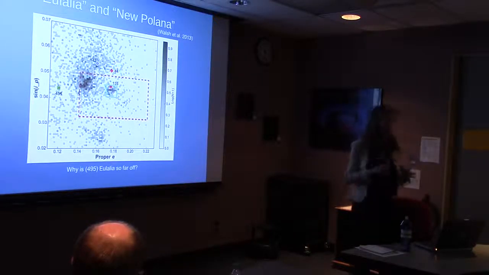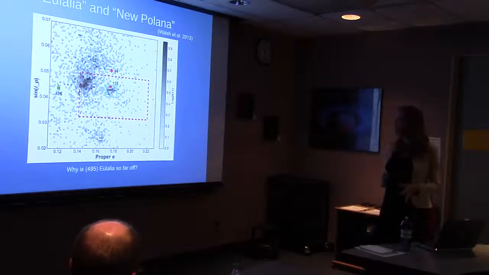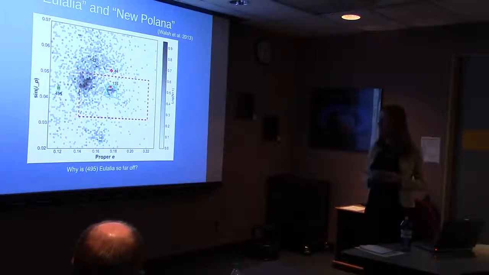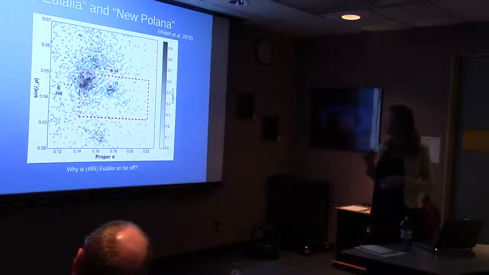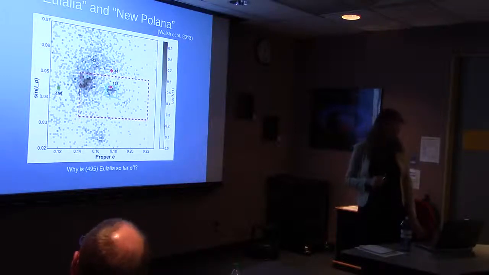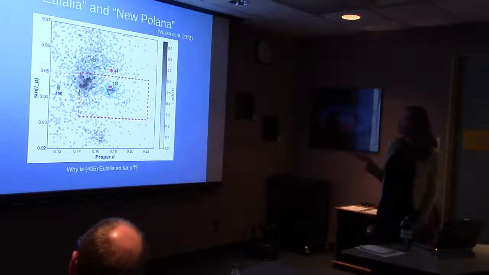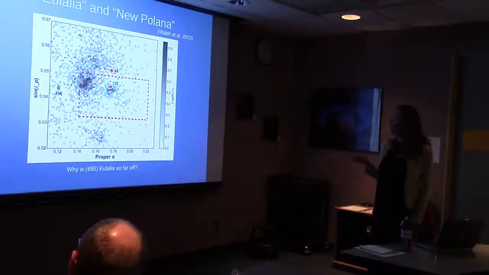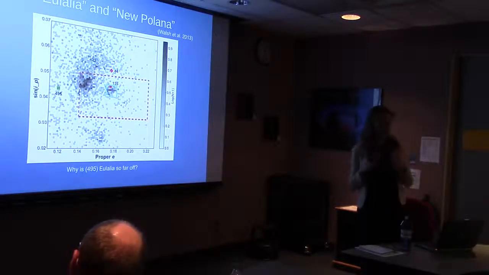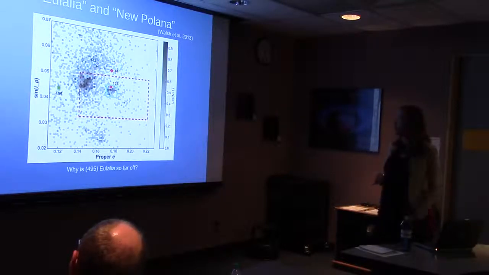So now moving back to those blue objects, we'll briefly talk about the Eulalia and New Polana families, which were recently distinguished in a paper by Kevin Walsh et al. 2013. So this blue object is 142 Polana, and it's got a diffuse group of family connected with it that is likely thought to be the source of Bennu.